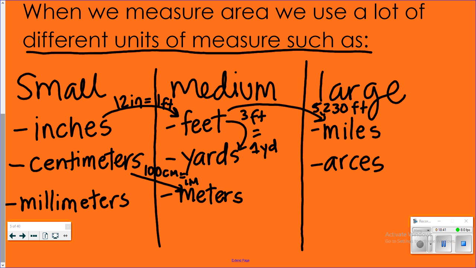Kilometers. Kilometers are connected to meters. I don't remember the conversion. But you can see they're in the same word family. We see meters in there.